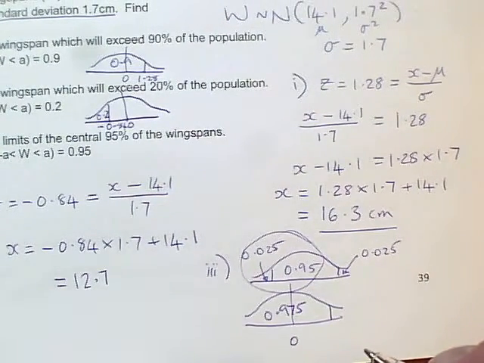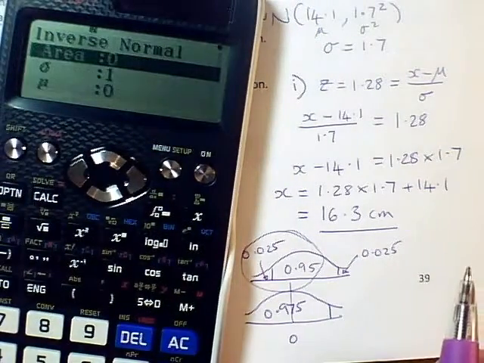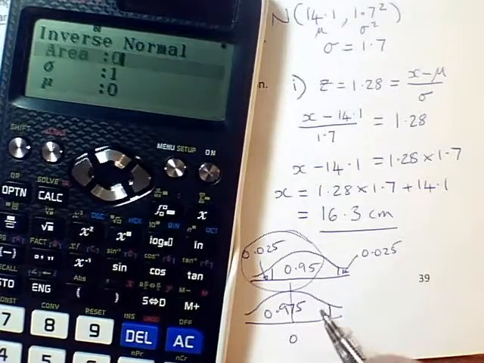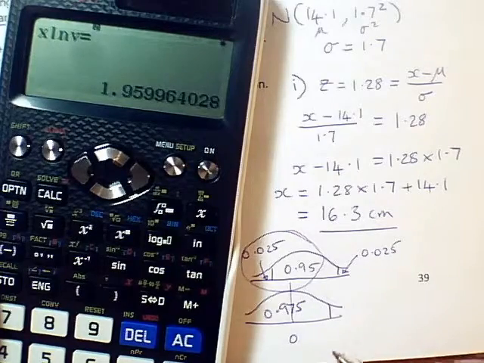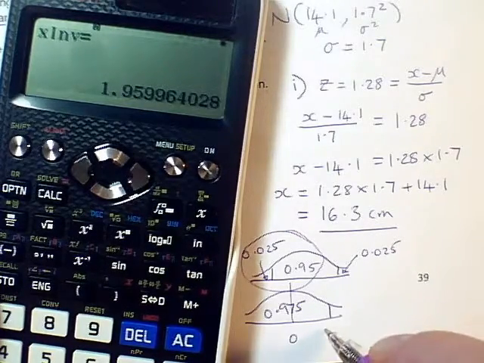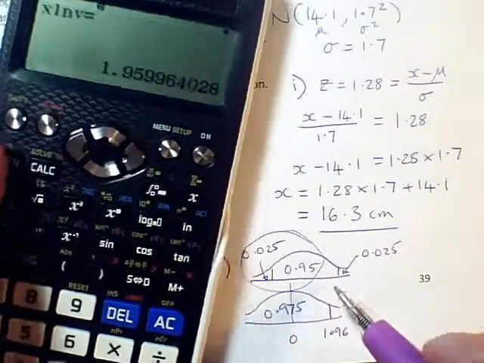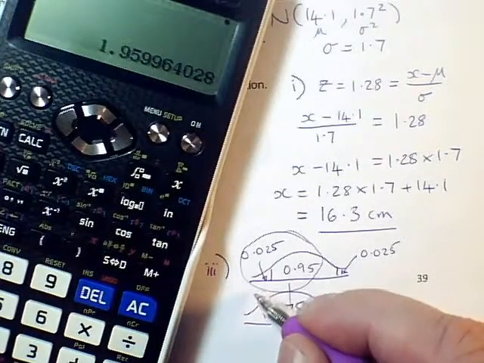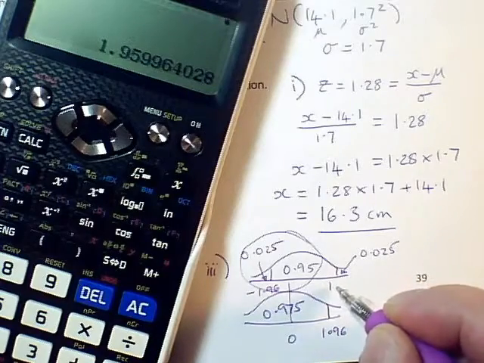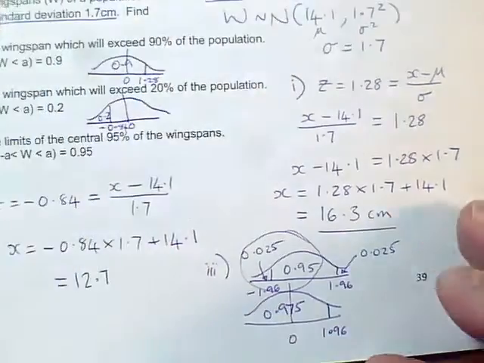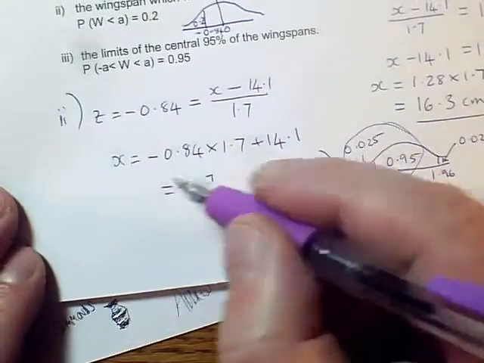So if I do that on my inverse normal, I'll need to look up an area value of 0.975. And it tells me that the z value there is 1.96 almost exactly. So this is a z of 1.96, and because it's symmetrical, I know that the other one is going to be z equals minus 1.96 on the other side. So all I've got to do is find the actual wingspans that correspond with those.